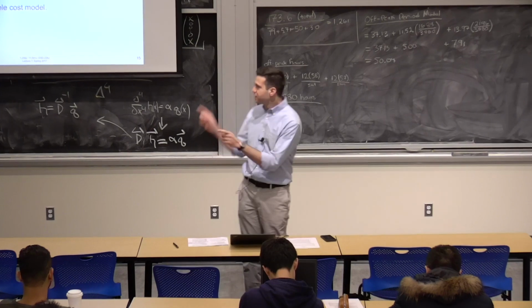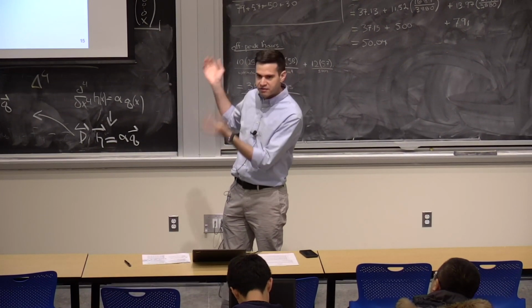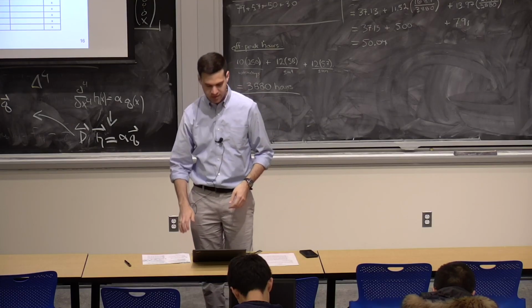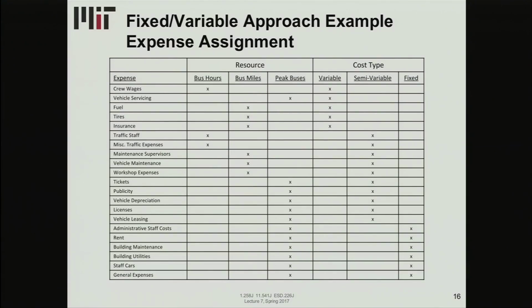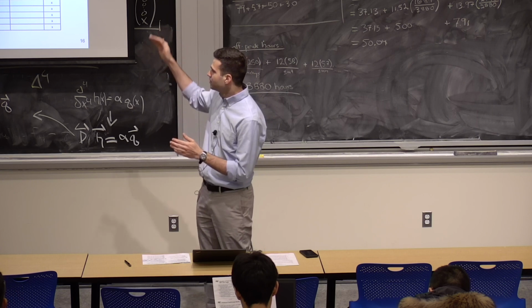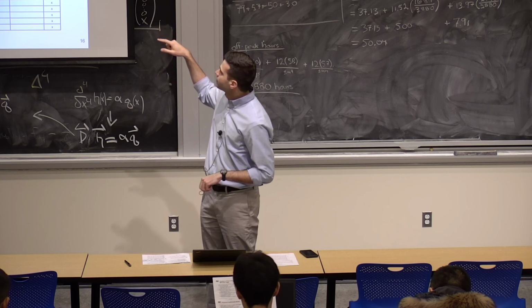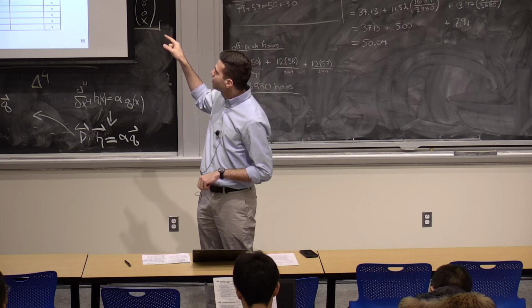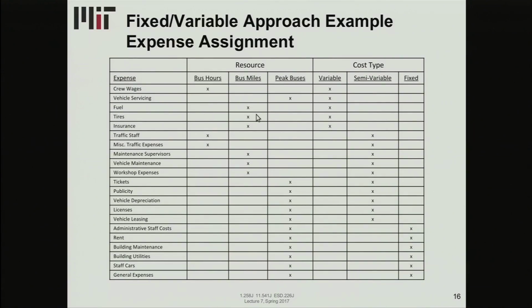So now the combination of these are sort of 9 different explanatory variables. And we do the same thing as we have done before. We have a schedule of expenses. These are accounts in your ledger. So crew wages, vehicle servicing, fuel, tires, insurance, traffic staff, things like publicity and rent and building maintenance, everything is included here. So all your budget is going to fall into some category. It is divided among these categories. So now you decide for each of these which of these three resources apply and which cost type you consider this to be.